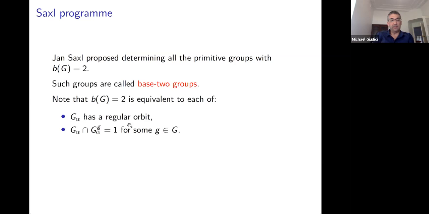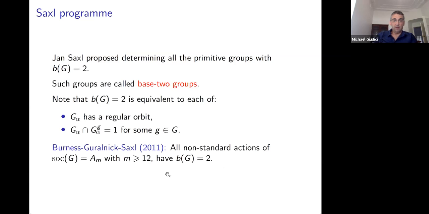Equally, for a transitive group, G alpha beta is just G alpha intersect G beta, but G beta is just a conjugate of G alpha by some element. So to have a base of size 2, I just have to find 2 conjugates of the point stabilizer whose intersection is trivial. So that's what it means to have a base of size 2.